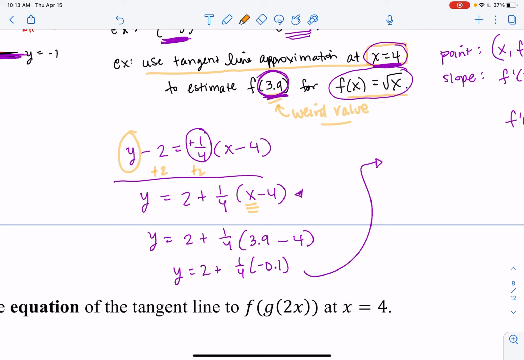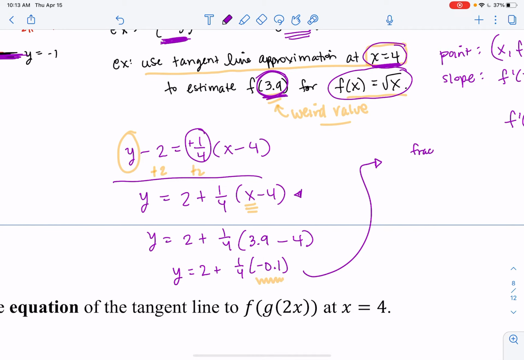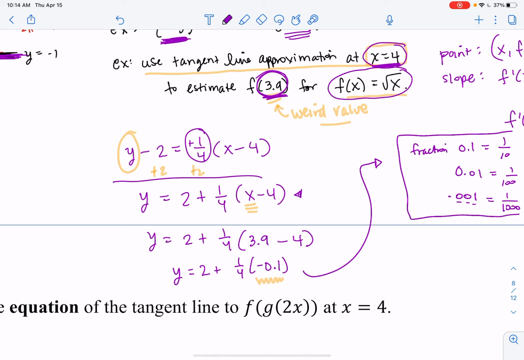Now it's easier if we can rewrite this as a fraction. So as a fraction, take these notes. 0.1 is 1 over 10. 0.01 is 1 over 100. And if you have 3 decimals there, then you're going to have your thousandths, just like that. It's good to memorize these because they make our math much easier. So 0.1 is 1 over 10, 0.01 is 100th, and so on.